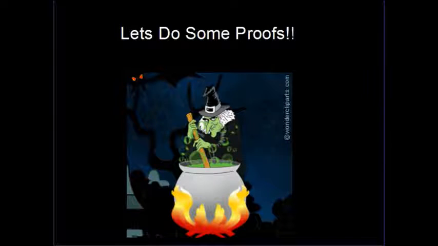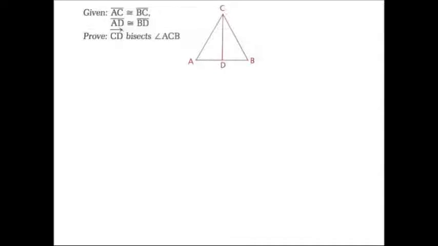Alright, the moment we've all been waiting for. Let's start trying some proofs. Alright, so here's our first one for going beyond CPCTC. We're given AC is congruent to BC and AD is congruent to BD. We want to prove that ray CD bisects angle ACB. Let's think about that for a second. If that's what we want to try and prove, what has to be known in order to say we have a bisector? Well, we have to know that we have two congruent angles. So that's kind of the goal of this whole process.